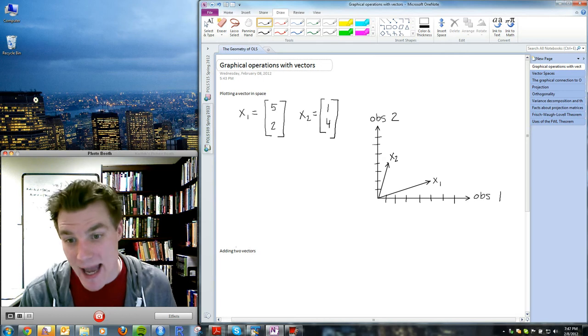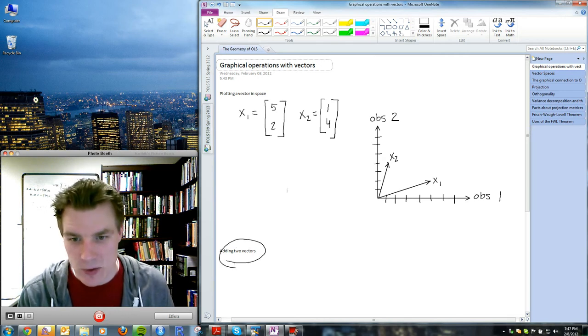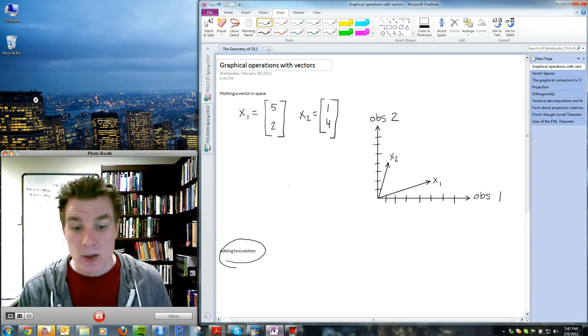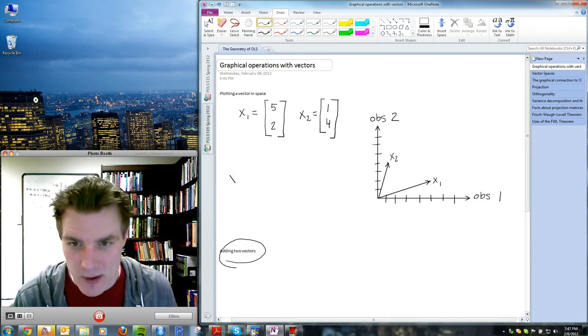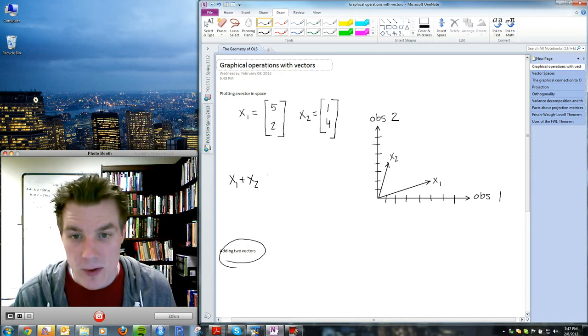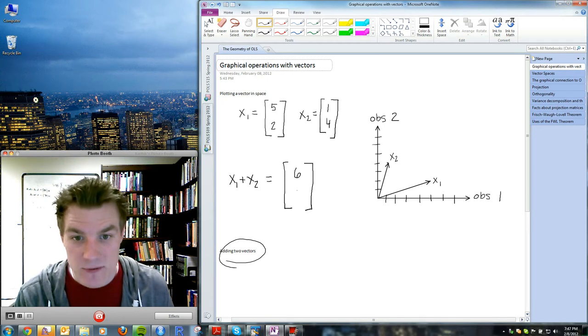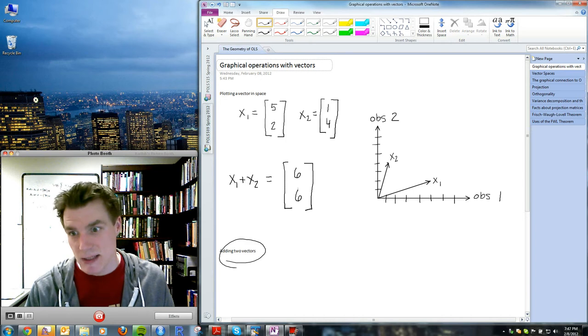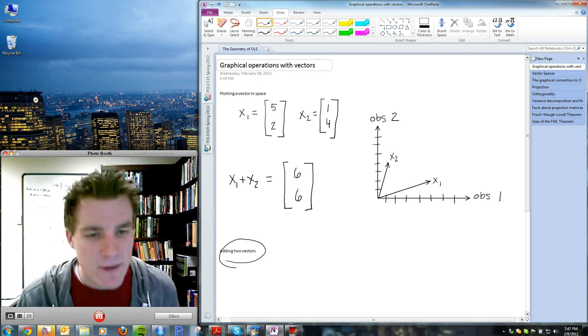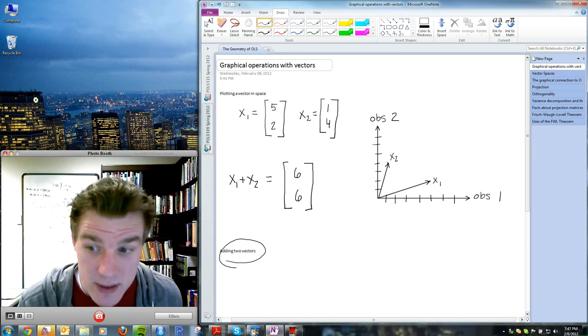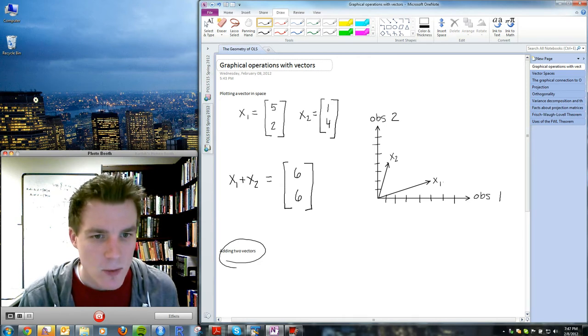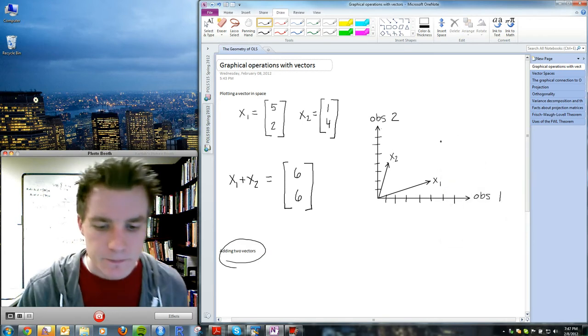Now suppose I wanted to add these two vectors. You know from a couple of weeks ago how to add vectors numerically. If I say x1 plus x2, you know that we take each of these column vectors and add them element by element. So 5 plus 1 is 6, and 2 plus 4 is 6, so x1 plus x2 is 6, 6. Now, watch this. If I plot x1 plus x2 on this graph, 6 on each axis, that would go right there.